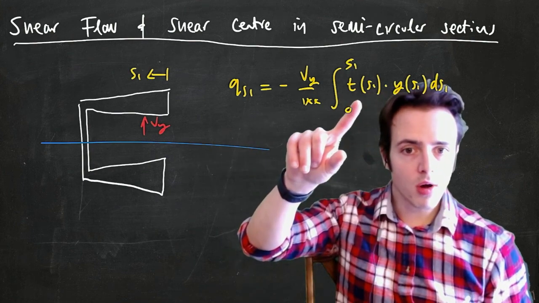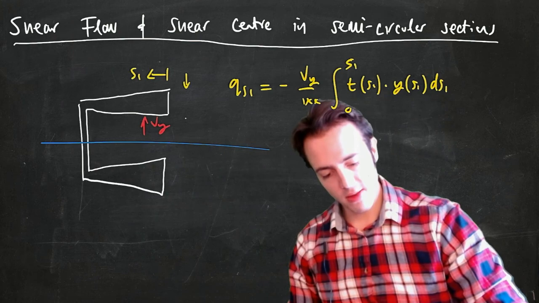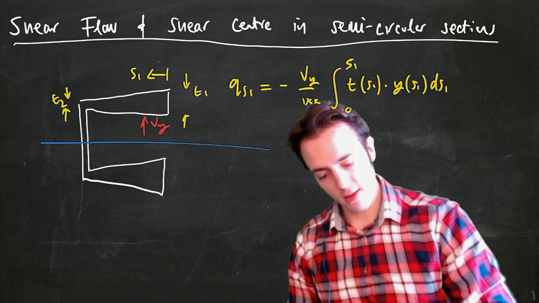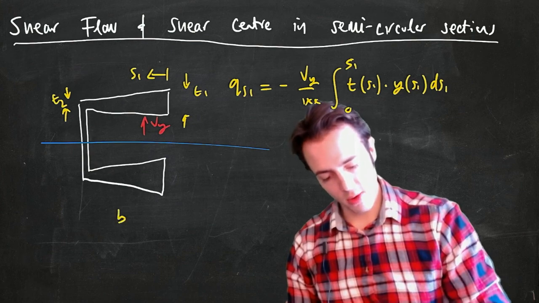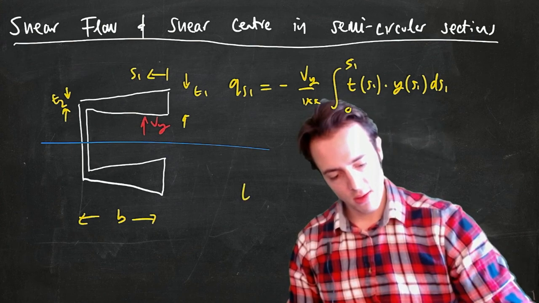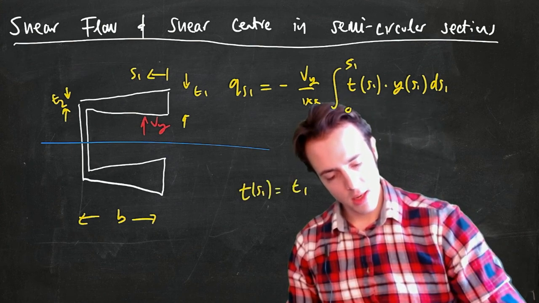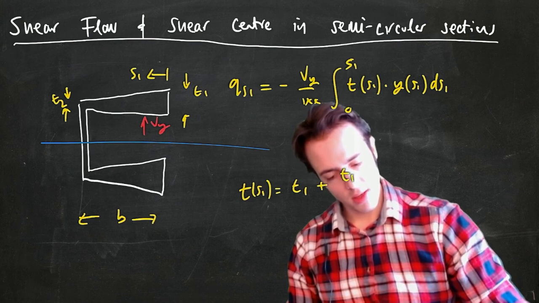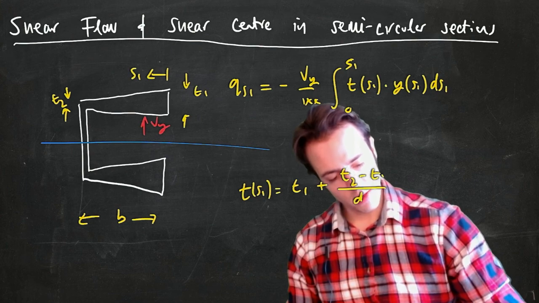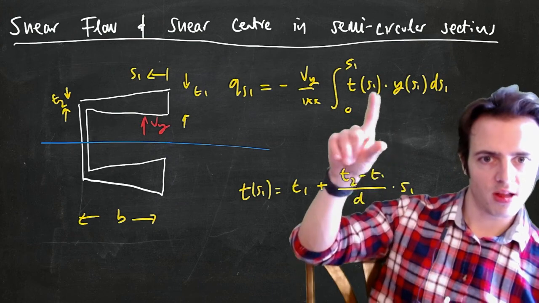So all you have to do is work out the function that produces this, and we can probably see from something like this, this was T1, this is T2, and if this base was B, then thickness as a function of S1 is going to be equal to T1 plus T2 minus T1 on D multiplied by S1. Okay, so we've got a linear function of S1 to put in here.